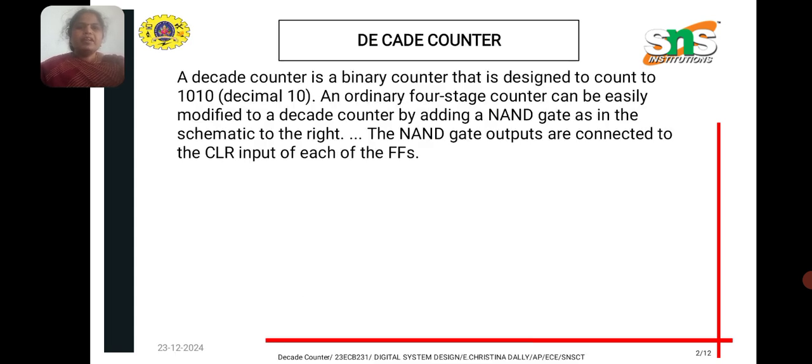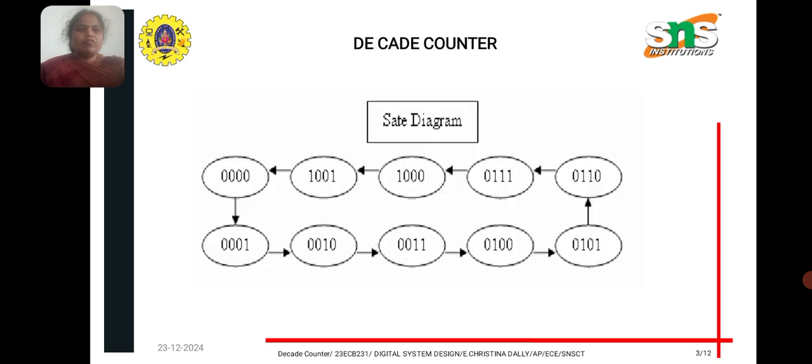So, what do you mean by a decade counter? It is also called the binary counter. It is designed to count from zeros and ones, at the same time counting decimal values up to 10. Here we have an ordinary 4-stage counter. It can be easily modified to a decade counter by adding a NAND gate. The NAND gate outputs are connected to the clear input of each of the flip-flops.